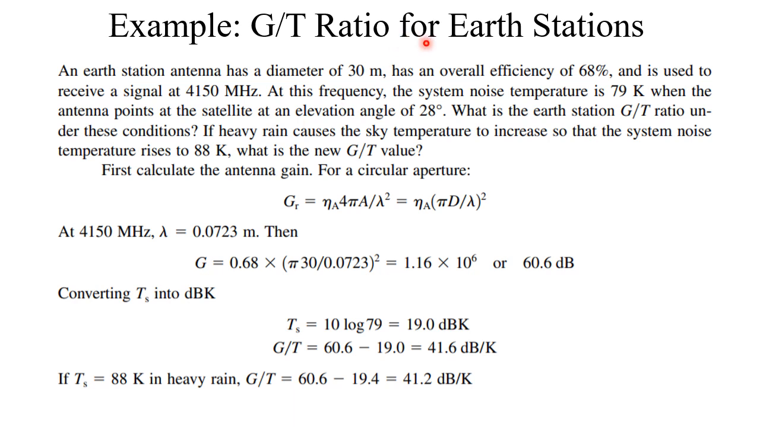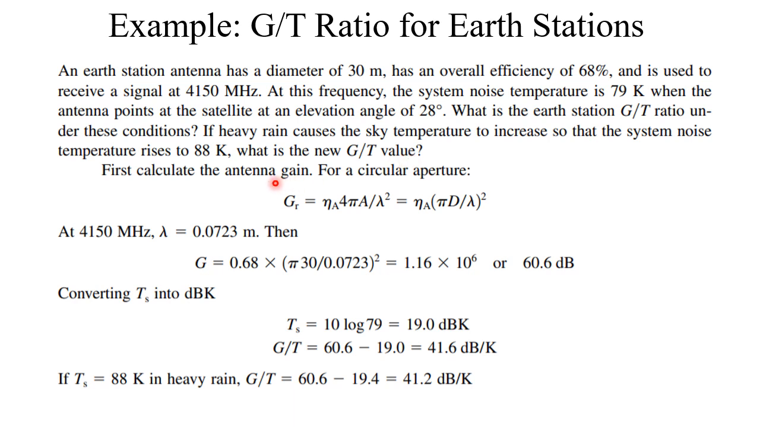Example on G by T ratio for earth station. An earth station antenna has a diameter of 30 meter, has an overall efficiency of 68%, and is used to receive a signal at 4150 MHz, that is C band. At this frequency, the system noise temperature is 79 Kelvin. When the antenna points at the satellite at an elevation angle of 28 degree, what is the earth station G by T ratio under this condition? If heavy rain causes the sky temperature to increase so that the system noise temperature rises to 88 Kelvin, what is the new G by T value?